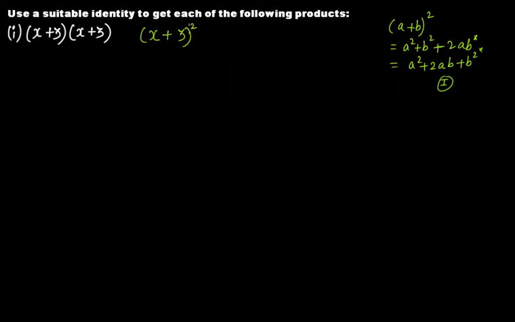Here, x is a and 3 is b. It means x squared plus 2, a means x, multiplied by b means 3, plus 3 squared. This is x squared plus 6x plus 9.